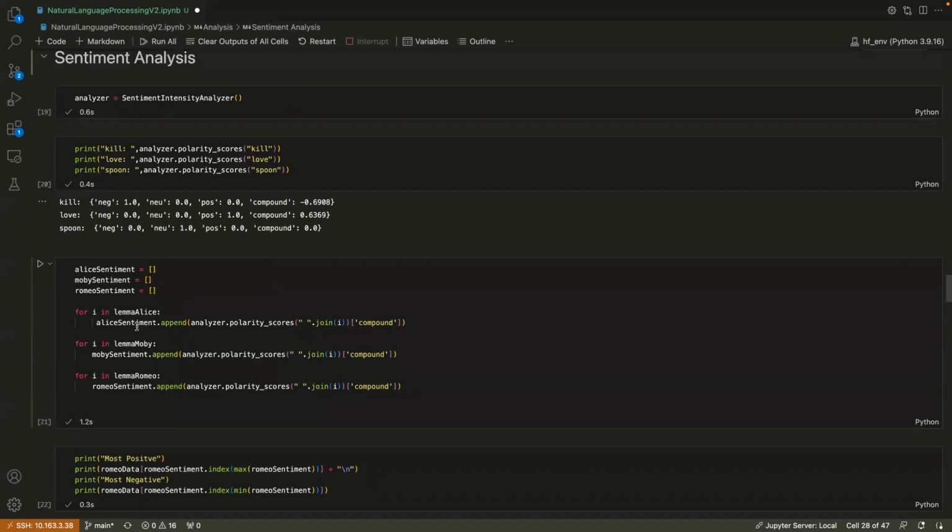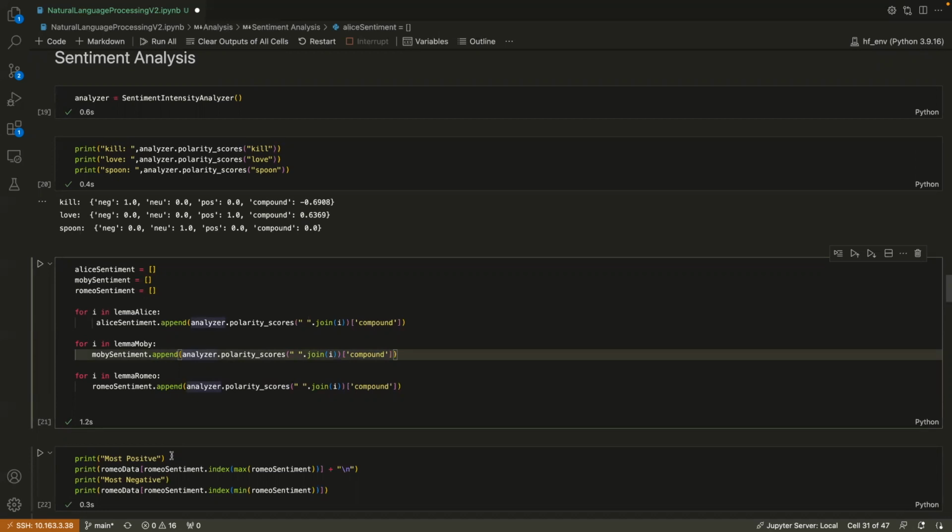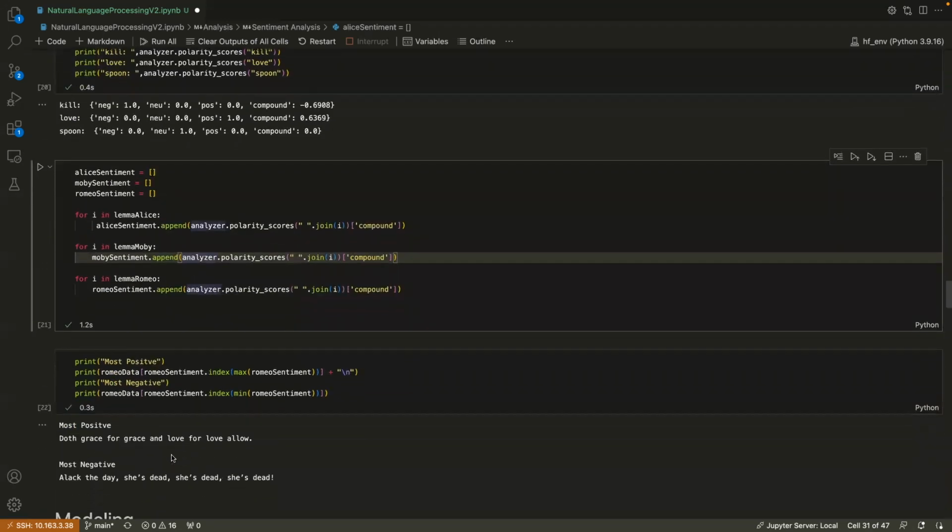So here I took the sentiment of all of our texts, and then I want to know for Romeo and Juliet, a very tragic play, and do they even call it a comedy? Technically it's a comedy, because comedy just means it reverses emotion or something like that, the classical meaning of it. So the most positive sentence in Romeo and Juliet is "doth grace for grace and love for love allow." And then the negative one is "alack the day, she's dead, she's dead, she's dead." Which, I mean, yeah, dead.